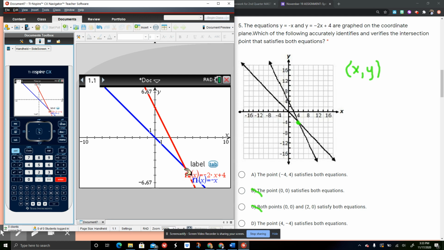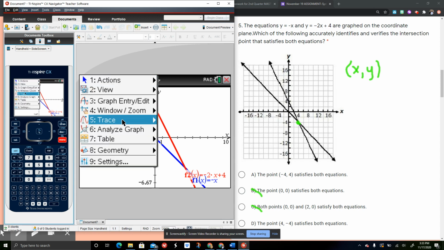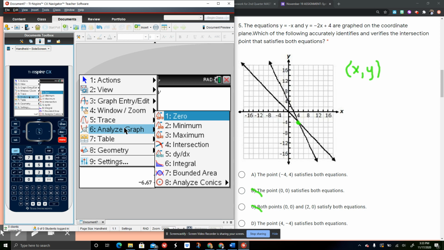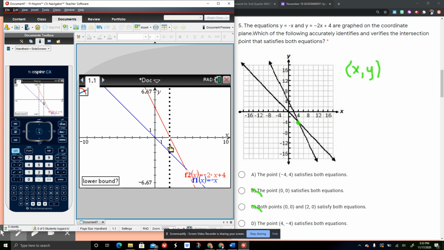And so if you want the calculator to give you the intersection number, you're going to hit menu and then analyze graph and then intersection. So menu 6, 4. And I'm going to drop that dotted line somewhere to the left of the intersection and then move my mouse to the right and click the mouse pad again. And I can see that the intersection is at 4, negative 4.